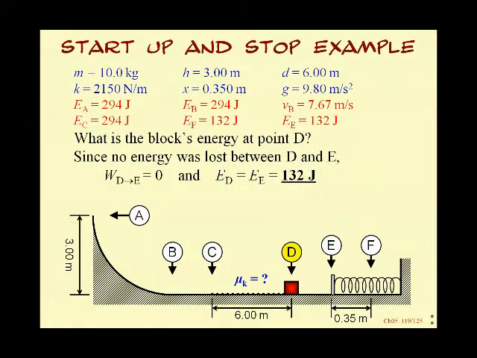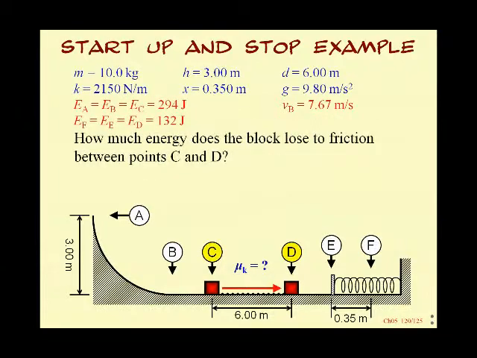Now we're getting to the crucial part. We know what the energy was at point C, and we know what the energy was at point D. Anything in between is the amount of energy that was lost to friction. So how much energy does the block lose to friction between points C and D? Well, that's the difference between what it had at point C and what it had at point D. So the difference is 162 joules. So that's the amount of energy lost to friction as the block slid over that 6 meters of rough patch.